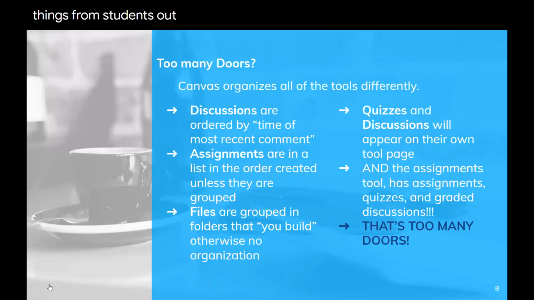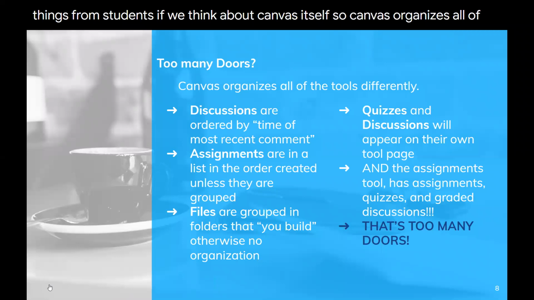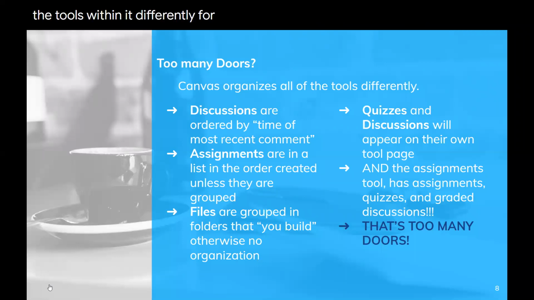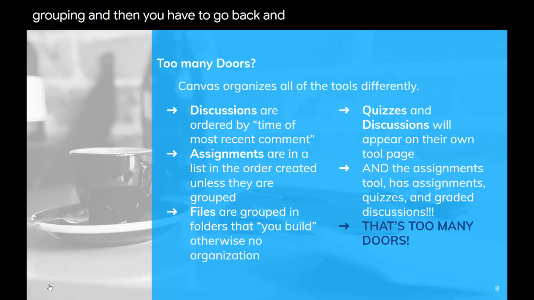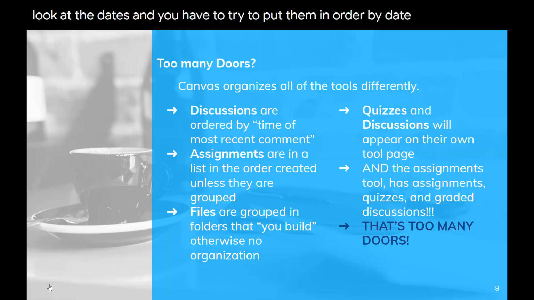So if we think about Canvas itself, Canvas organizes all of the tools within it differently. For example, discussions are ordered by time of the most recent comment. Assignments are listed in the order created unless they are grouped. And then again, if you add any new assignments, it changes the grouping, and then you have to go back and regroup, or you have to look at the dates and try to put them in order by date.